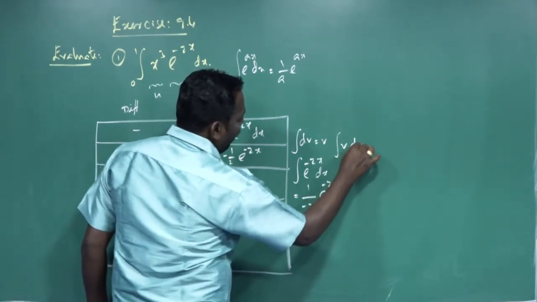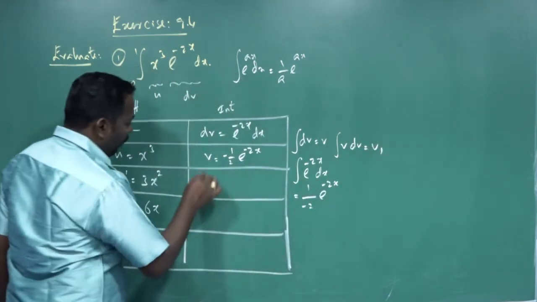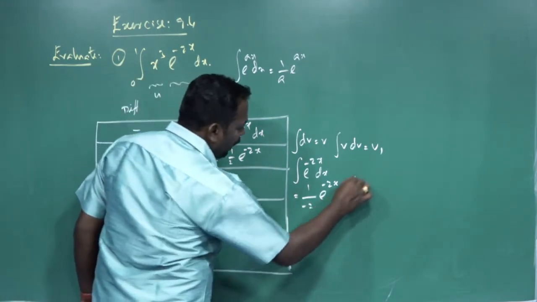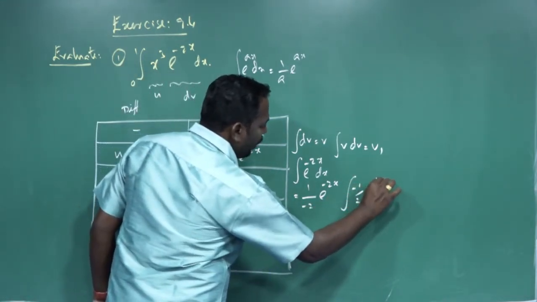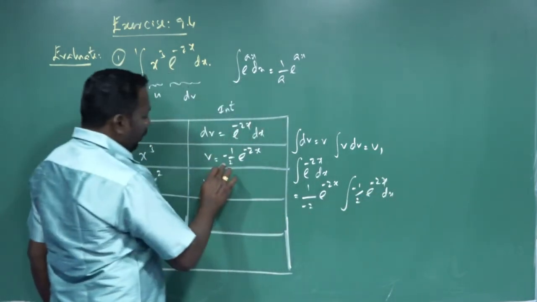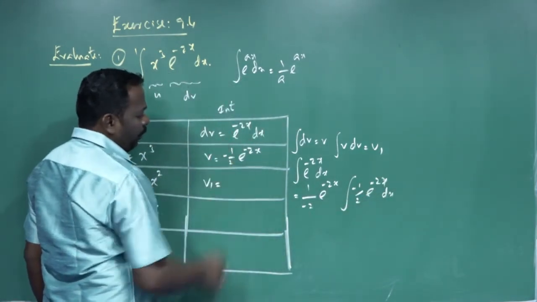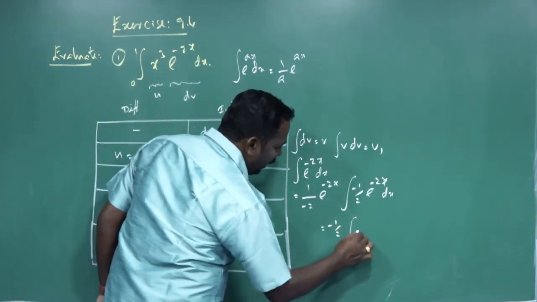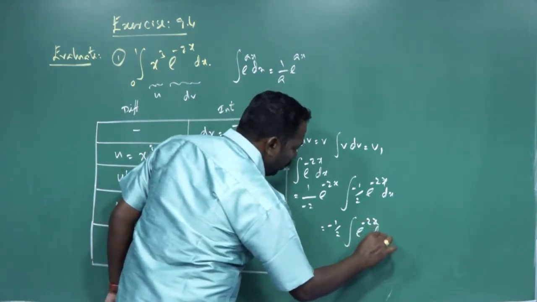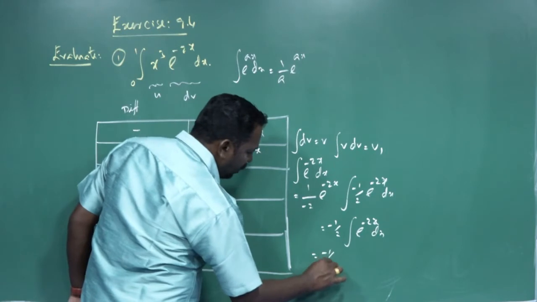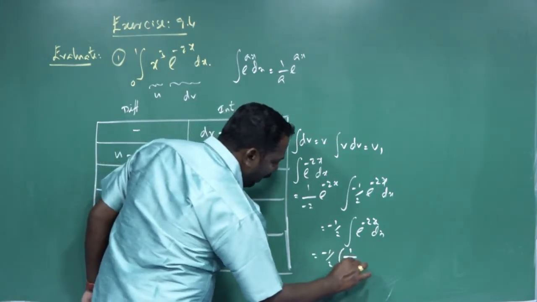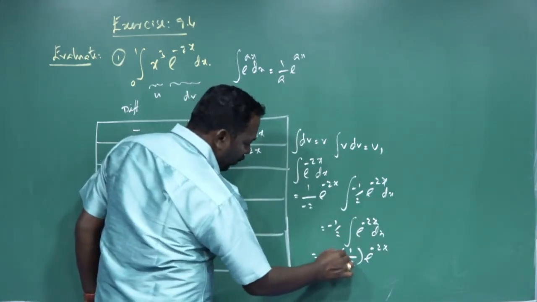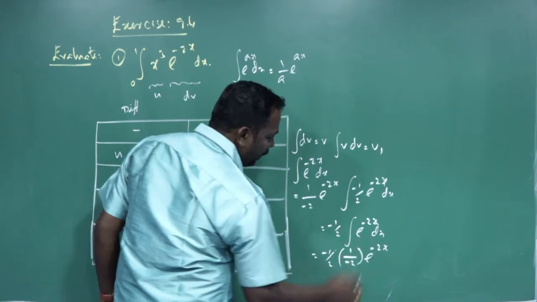That is integration of v into dv, defined by v1. Therefore, integration of v defined by v1 is equal to integration of minus 1 by 2 e power minus 2x into dx, the previous one. We have to integrate this term. That equals minus 1 by 2, keeping it outside the integral, integral of e power minus 2x into dx. Again the same formula: minus 1 by 2 already we have, into 1 by minus 2 into e power minus 2x. Therefore, minus minus plus, 1 by 4, 1 by 4 e power minus 2x remaining.